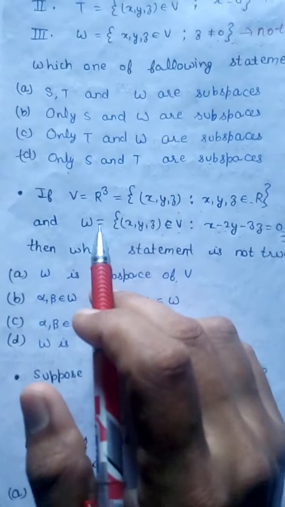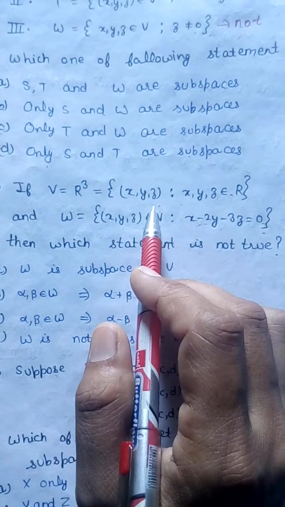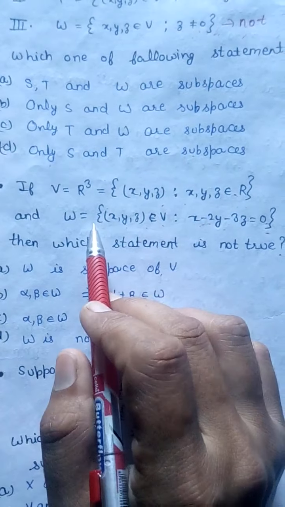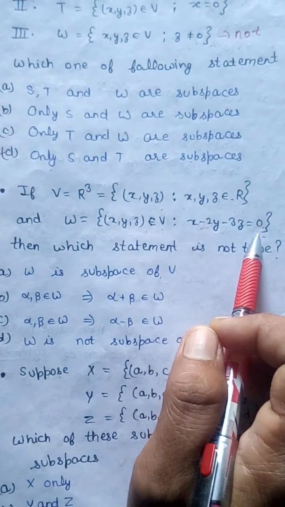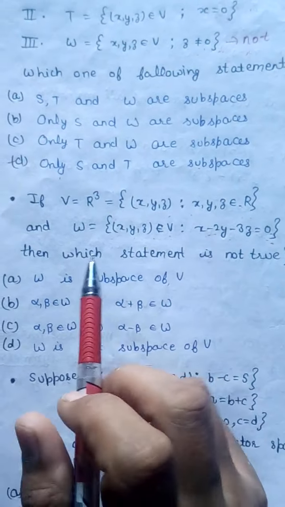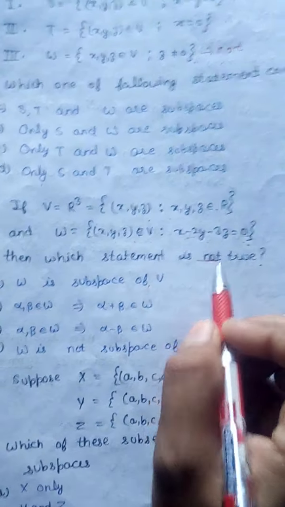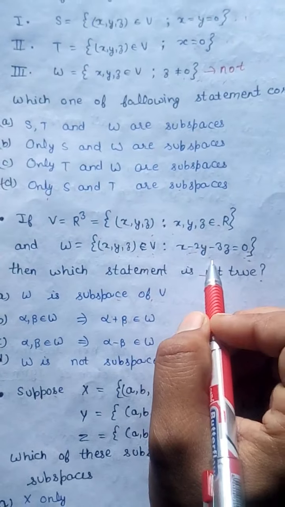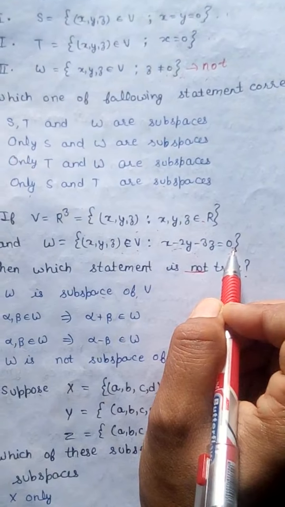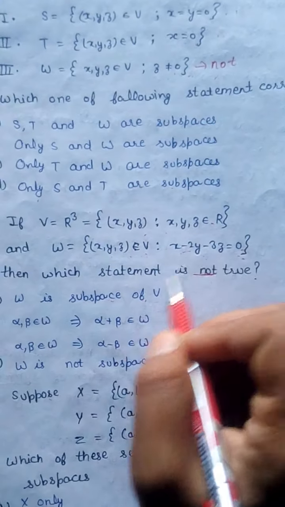Now if V equal to R cube, and W equal to {(x, y, z) belongs to V : x minus 2y minus 3z equal to 0}, then which statement is not true? So W is a subspace of V. W is a subspace of V because x minus 2y minus 3z equal to 0, as we discussed in the tricks of subspace. It is true.